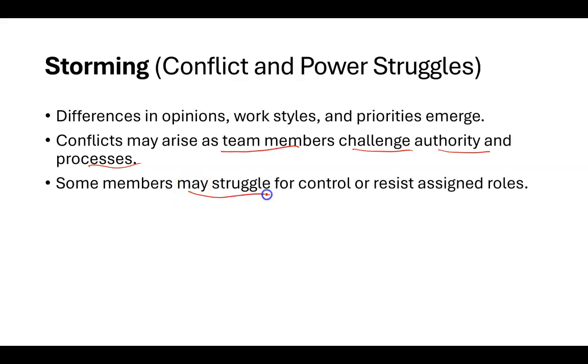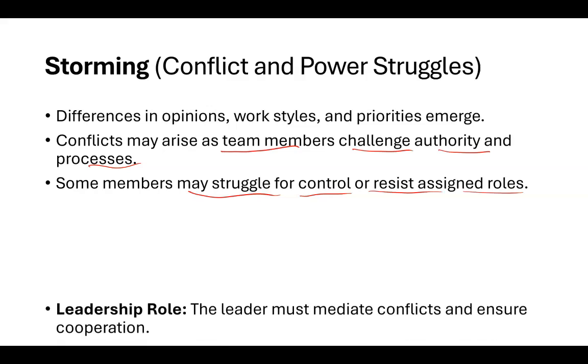And then some members may struggle for control and resist assigned roles. So there could be two types of members. One kind of members will fight, will struggle, and will put forward their opinion. On the other side, there could be another set of members who want to be in control, but they cannot control it, and they want to resist assigned roles. They don't want that assigned role, but still they have to do it because they are not able to resist it in this stage.